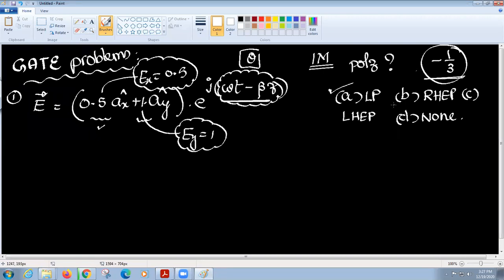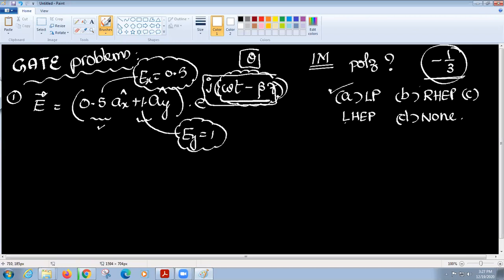For God's sake, at least one can say that there is no elliptical polarization. Because amplitudes are different, people will definitely go for RHEP or LHEP. If you're really confused in this, you may choose RHEP or LHEP, thinking that there is some phase between Ex and Ey. So please don't think like that.